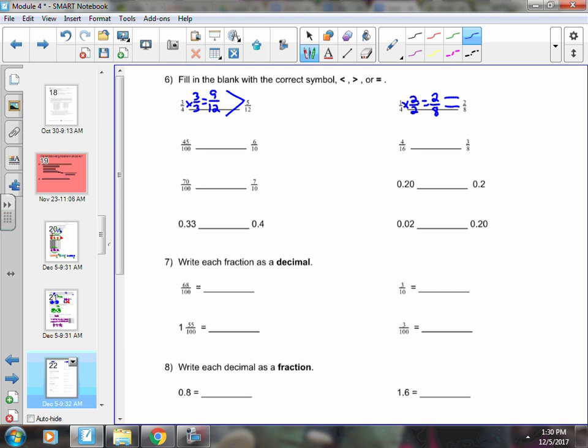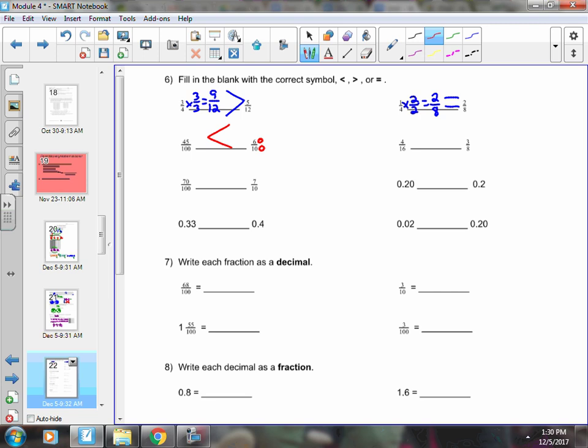Down below, 45/100 and 6/10. Again, make those denominators the same. I can do this just by adding a 0 to the top and a 0 to the bottom. If you multiply the top and bottom by 10, 6/10 is the same thing as 60/100. Now they're so easy to compare. 45/100 versus 60/100. 60/100 is bigger.